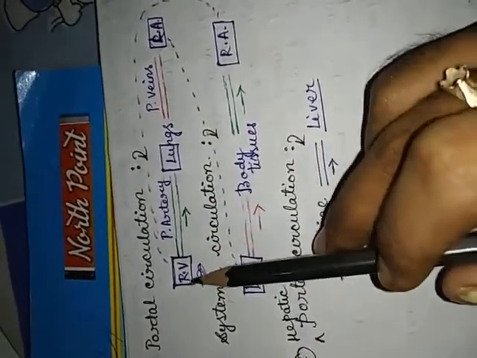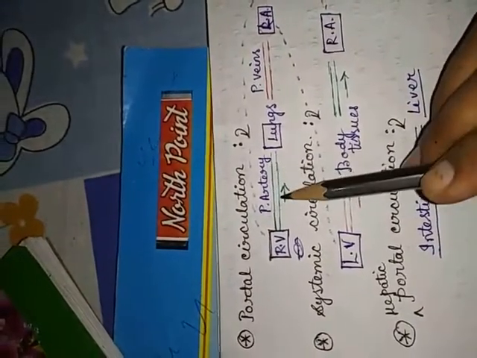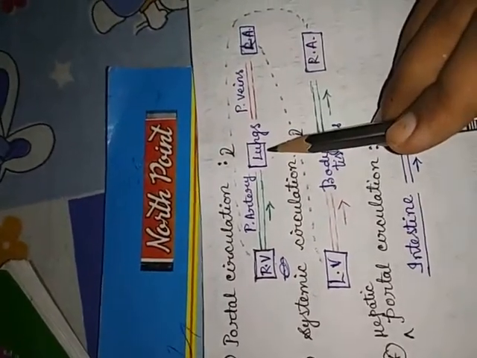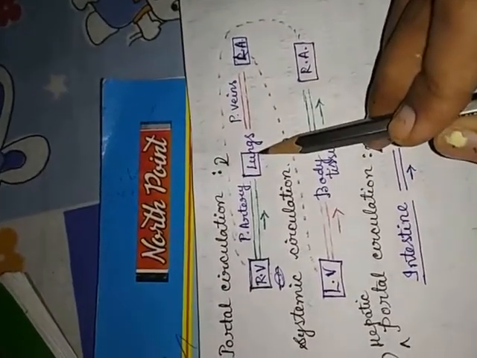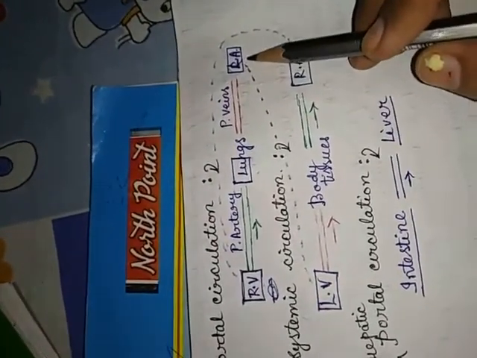Now there are some circulations, means the pulmonary circulation, systemic circulation, and there is additional hepatic portal circulation also. So pulmonary circulation means deoxygenated blood from the right ventricle via the pulmonary artery enters into the lungs. From the lungs the blood becomes oxygenated, and through the pulmonary veins it enters into the left auricle or left atrium. This is the pulmonary circulation.